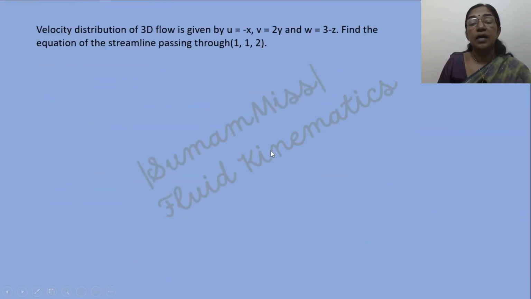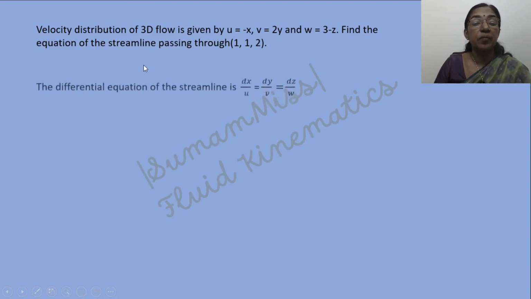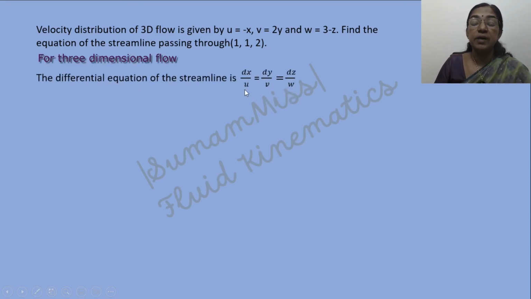Now let us work out a problem relating to the equation of streamline. The velocity distribution of a three-dimensional flow is given as u equal to minus x, v equal to 2y and w equal to 3 minus z. Find the equation of the streamline passing through the point (1, 1, 2). The differential equation of streamline representing three-dimensional flow is dx by u equal to dy by v equal to dz by w.